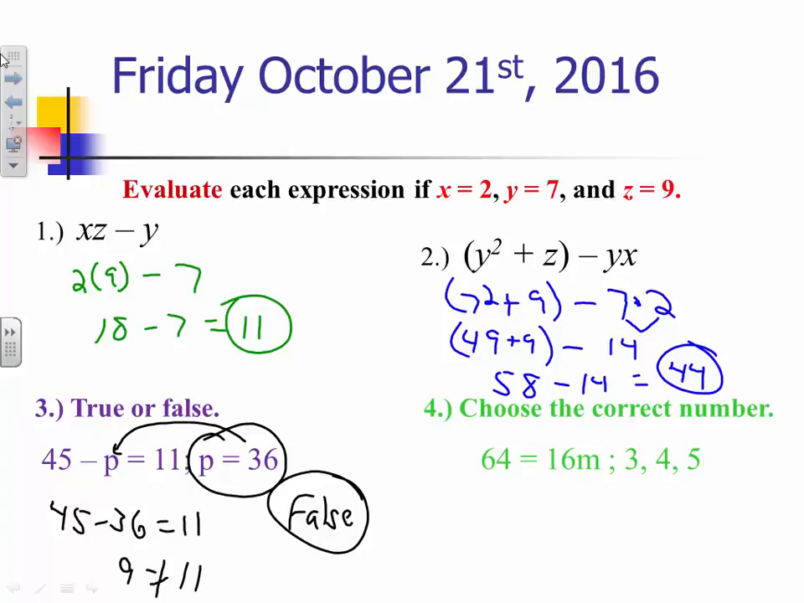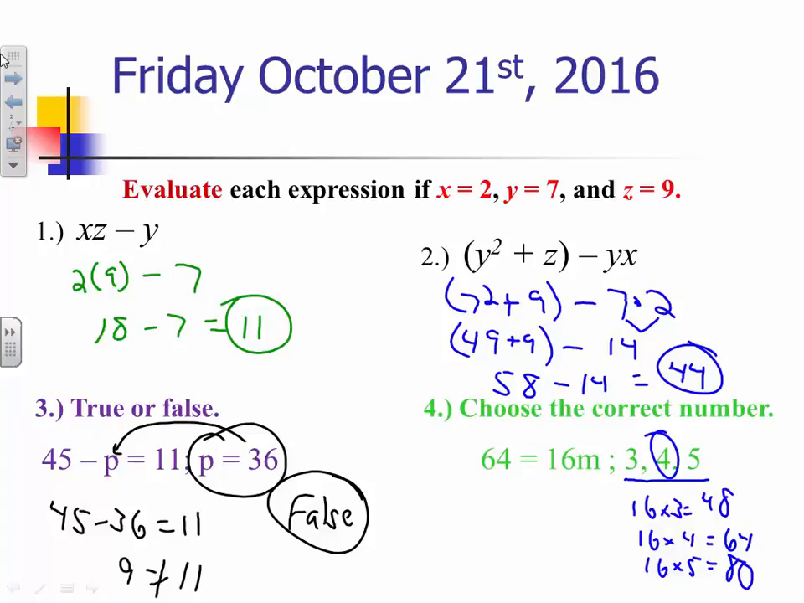And the last one, we've got 64 equals 16 times m. And we're saying m could be one of those three choices. So you could substitute if you want. You could say 16 times 3 is 48. You could say 16 times 4. That was 3, believe it or not. 16 times 4 is 64. 16 times 5 is 80. Which one of those works? It's clearly 4.